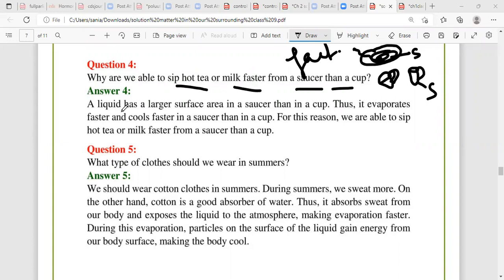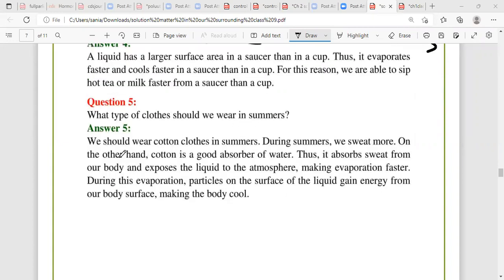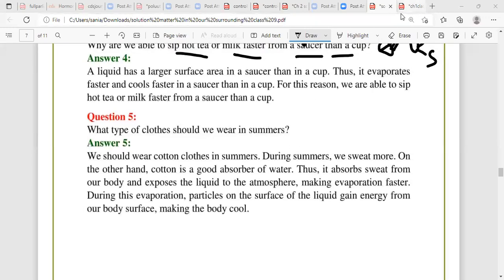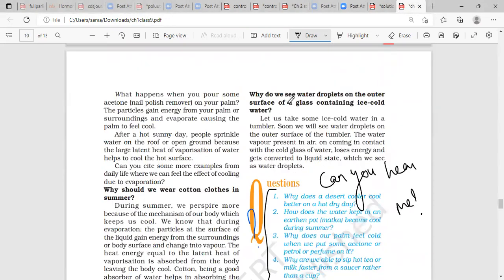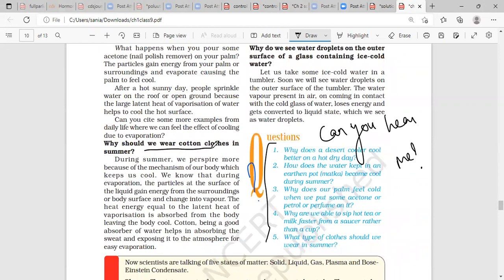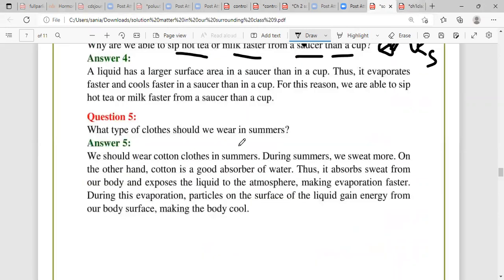Now the next is, what type of clothes should we wear in summer? So we need to wear the cotton clothes in summer. This one also we did, right, students? You have written this question? Why should we wear cotton clothes? We should wear cotton clothes. And the answer you have already written, so no need to write it.